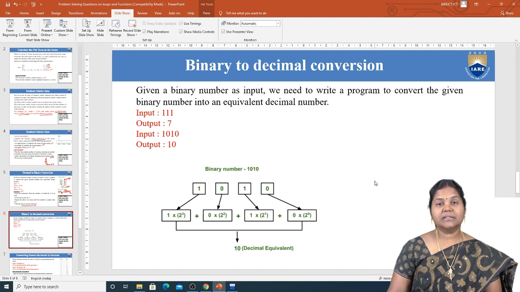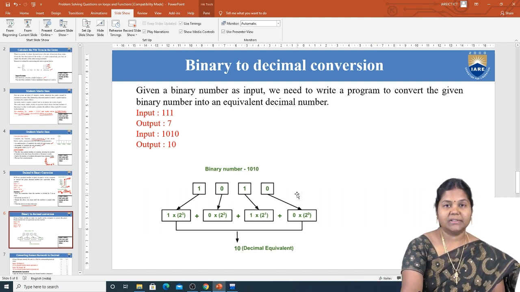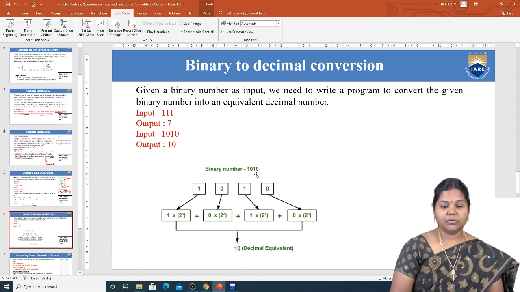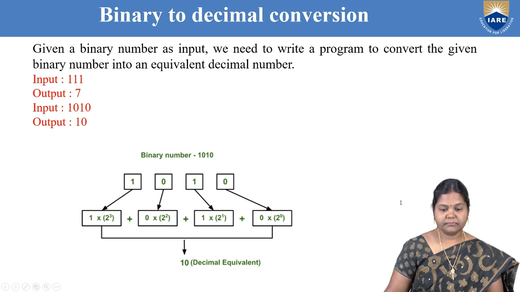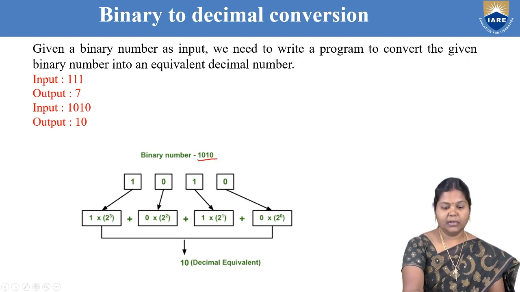So, what is the process involved in this? Suppose the number is given as 1010, which is nothing but 10. Then how to convert? Each digit will be multiplied by its base or radix. So, 0 into 2 to the power of 0, 1 into 2 to the power of 1, 0 into 2 to the power of 2, 1 into 2 to the power of 3.